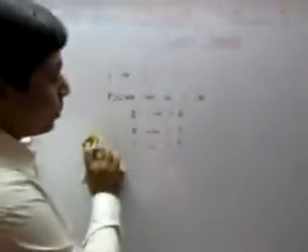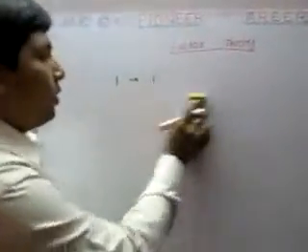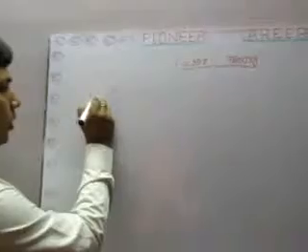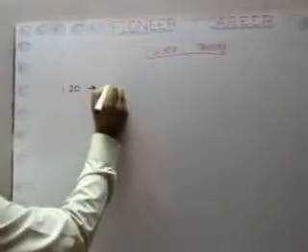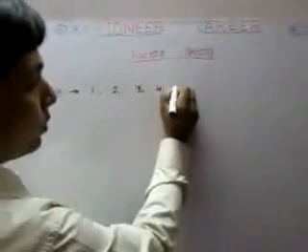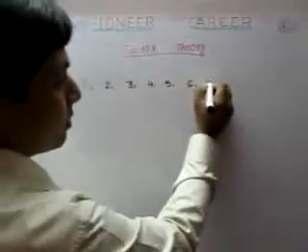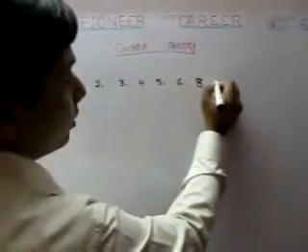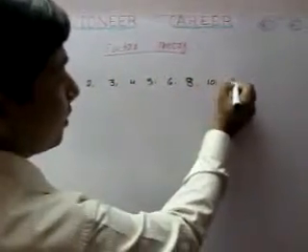Now, factors of a composite number. If I ask you to write down all the factors of 120, how will you write them down? Factors of 120. Let's note it down: 1, 2, we all know 3 is also a factor, 4, 5, 6, 8, 10, 12.